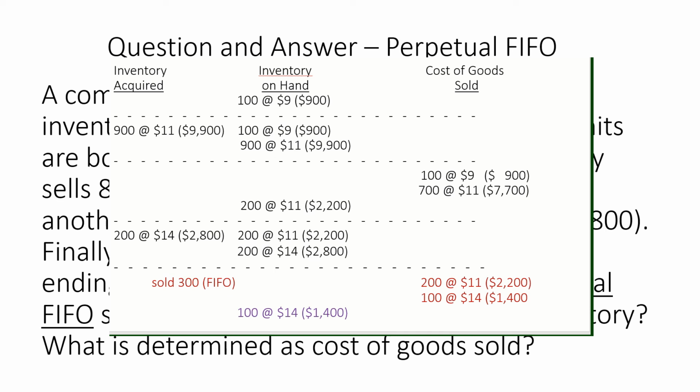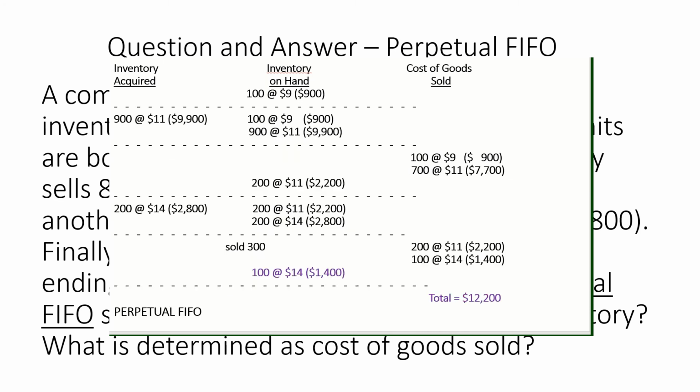Now we have one more thing I want to do, which is to show you what actually is reported. This is how their computer would keep this information. But at the end of the year, they get ready to make financial statements. So what they do is they come down through here, and the number at the end in the inventory column is what goes on the balance sheet, $1,400. And then the total for cost of goods sold: they sold this bunch first, and then they sold this group second, and that gives you a total cost of $12,200. That's cost of goods sold. That's on the income statement.